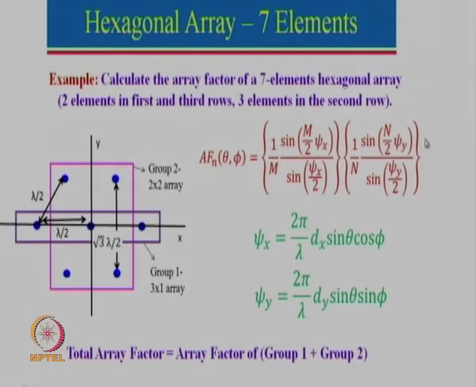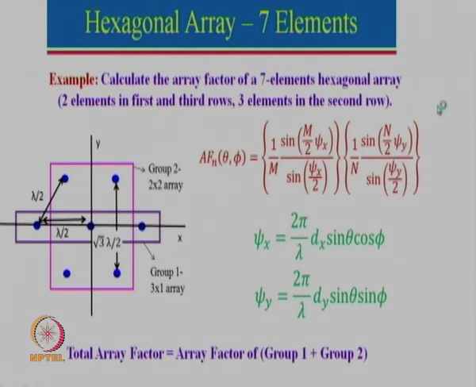Here we have taken a hexagonal array which has a total of 7 elements. These 7 elements are placed like this: 3 elements over here, 2 elements on the upside and 2 on the downside. The term hexagonal array is used because the distance between this element and this element is exactly equal. So this is λ/2, this is λ/2. All the dimensions are λ/2, or in a general case the dimensions can be d.